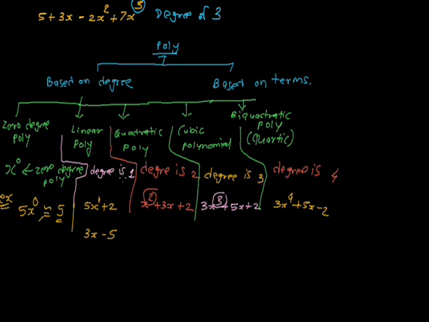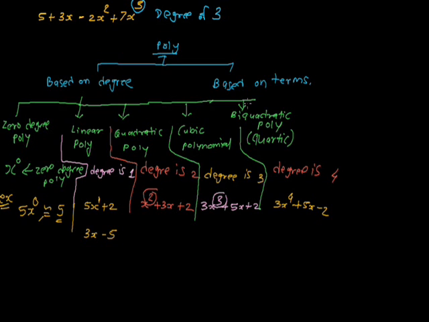Then quadratic polynomial, degree is 2, for example x square plus 3x plus 2. Then cubic polynomial, degree is 3, example 3x cube plus 5x plus 2, where the highest degree of x is 3. And next is biquadratic polynomial, here degree is 4, example 3x raised to power 4 plus 5x minus 2.